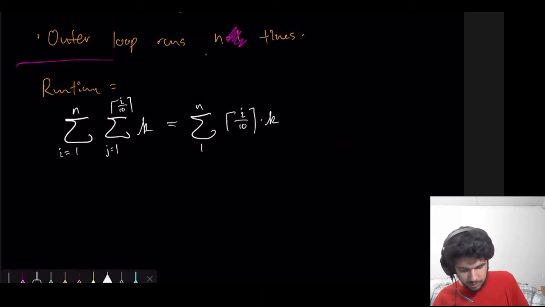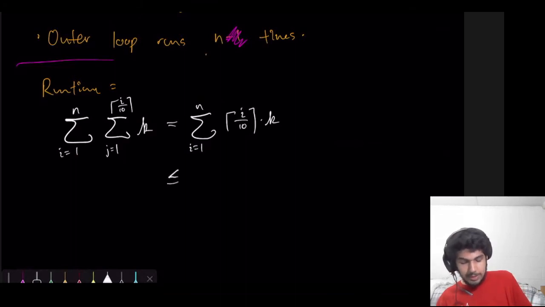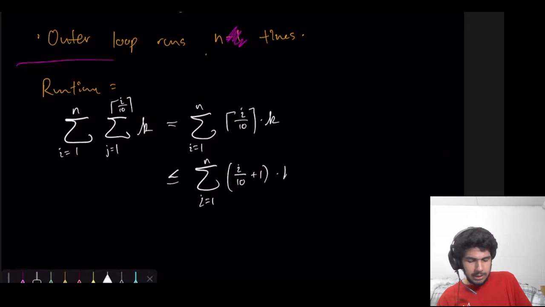This is j equals 1, this is i equals 1, right? Since j isn't in the summand, it's only in terms of k here, and k is a constant, we'll just be adding this k ceiling of i over 10 times. So it's just k times that. All right, so we can simplify this a little bit further by saying that this is less than or equal to the summation of i equals 1 to n of i over 10 plus 1 times k.